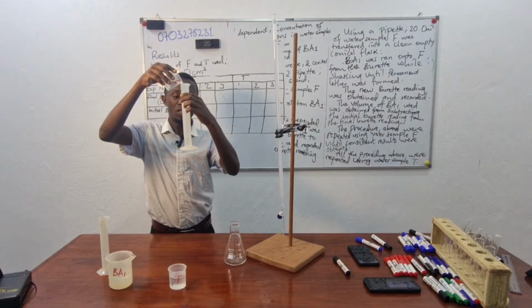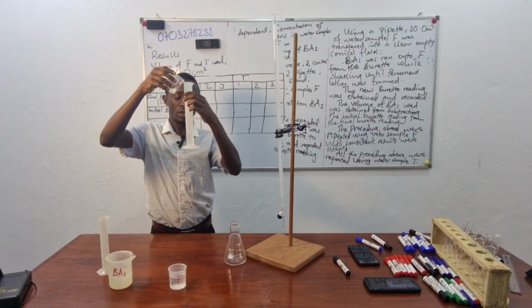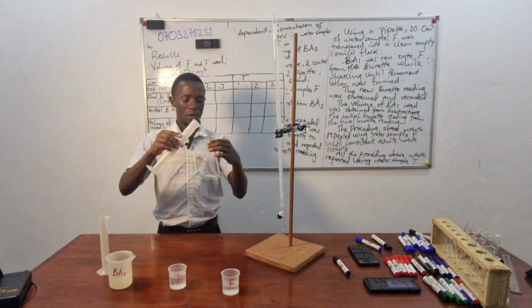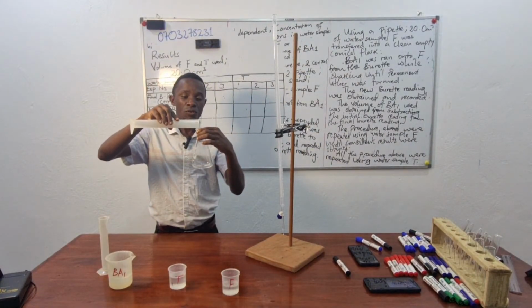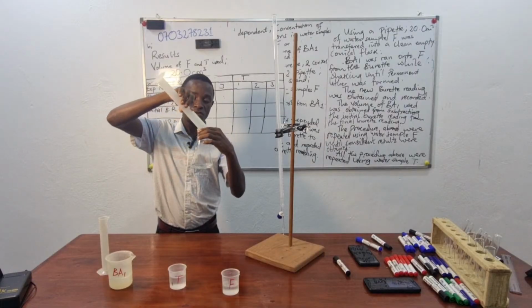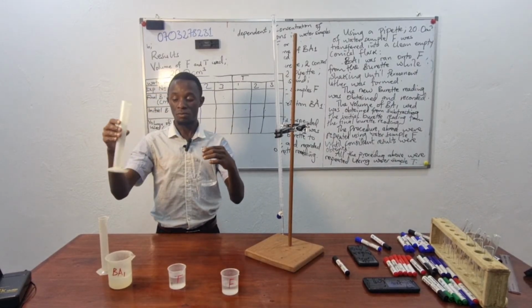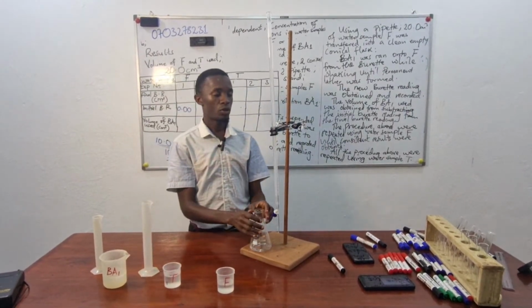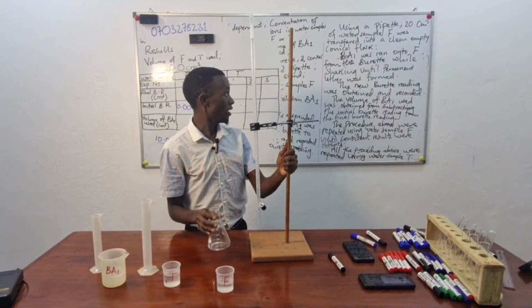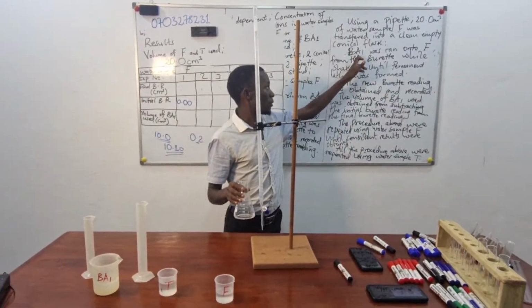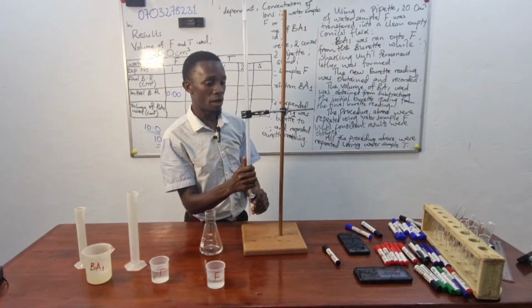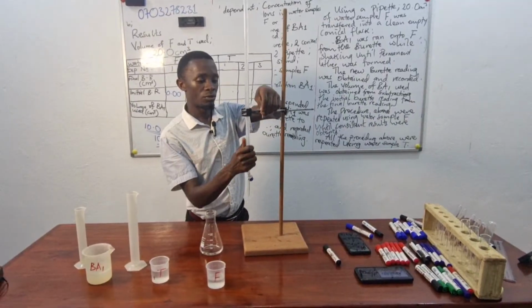So I'm now going to transfer, for this you should have been using a pipette. I'm going to transfer it into a conical flask. So this would have been a work of the pipette, not a measuring cylinder. So I'm going now to procedure 3. I'm going to run BA1 onto the water sample.